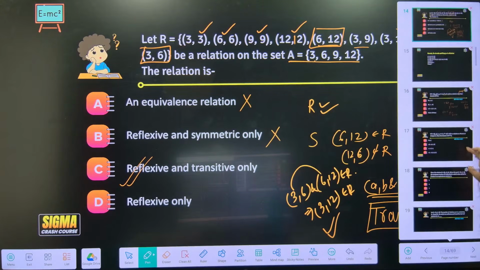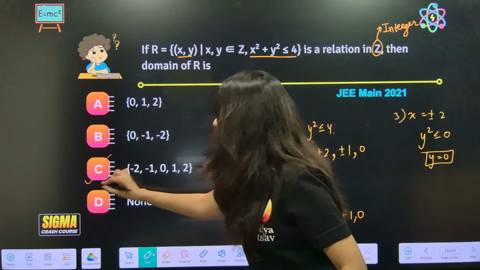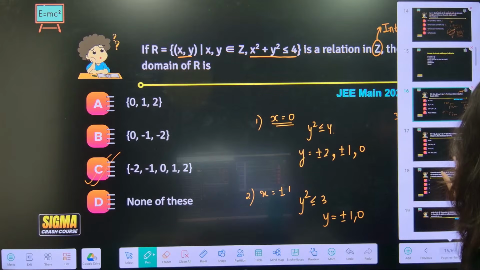Anyway, we were doing this question, right? Now what they are asking is domain of R. So domain is 0, plus minus 1, plus minus 2. So all the values of x will be your domain. Option C in this case is absolutely correct. Clear. Now let's focus on the next question.